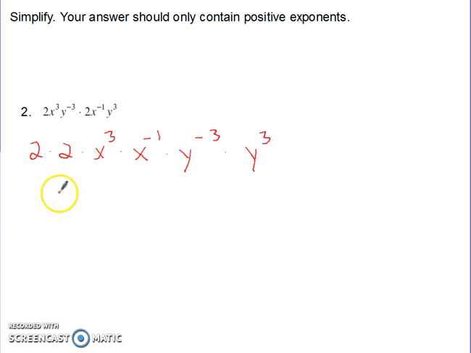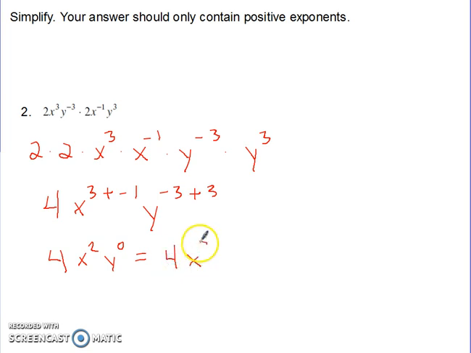So rewritten here, we have a 2 times 2, which is 4. We have an x to the third times x to the negative 1, which is an x to the third plus a minus 1. And then we have a y to the negative 3 times a y to the 3, which is y to the negative 3 plus 3. And we end up with 4x to the second, y to the 0. And remember that anything to the 0 power is 1. So we're just left with the 4x to the second.